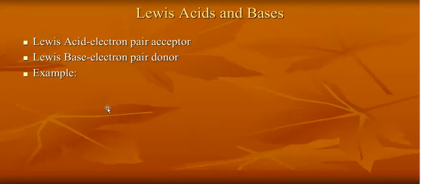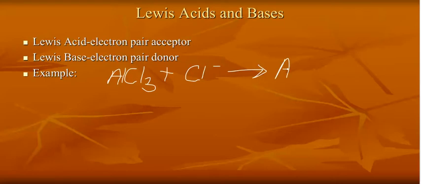The third acid-base theory, Lewis acids and bases. A Lewis acid is an electron pair acceptor, and a base is an electron pair donor. Here's an example. If a reaction does not fall under the Arrhenius or Bronsted-Lowry, it's probably Lewis. In this example here, it's not Arrhenius, it doesn't have H and OH. It's not Bronsted-Lowry, it doesn't have the hydrogen transfer, so it's Lewis.